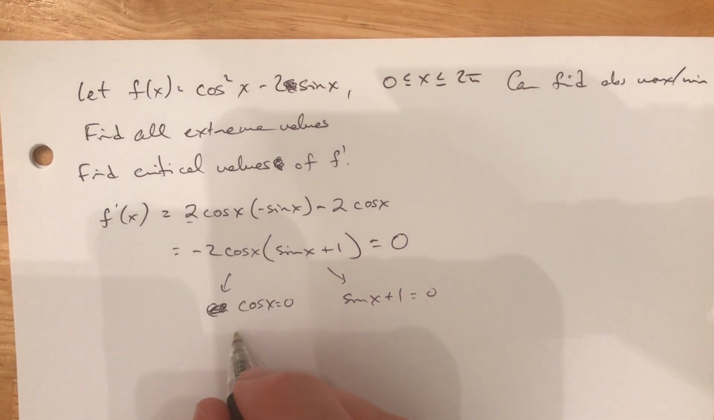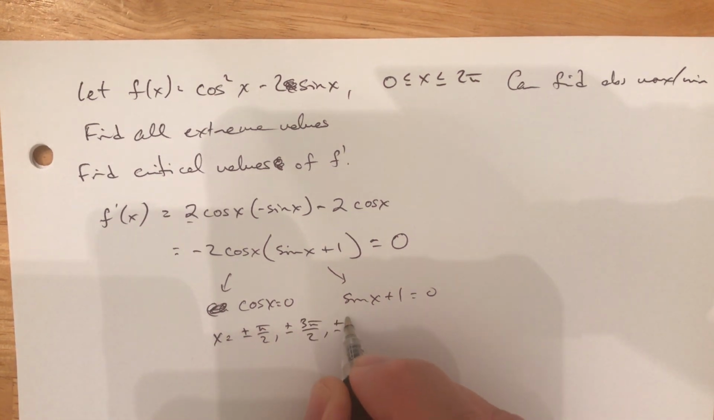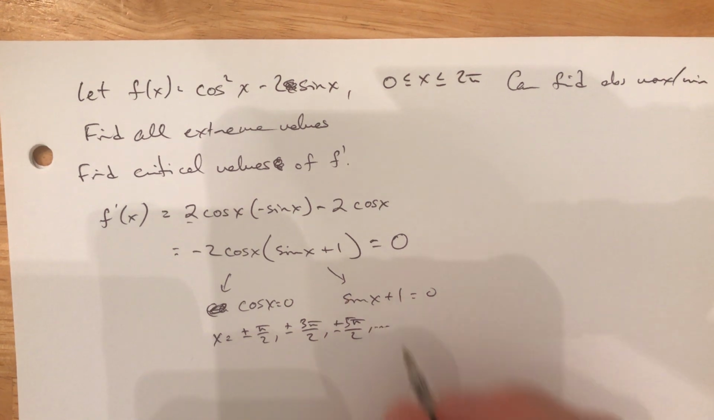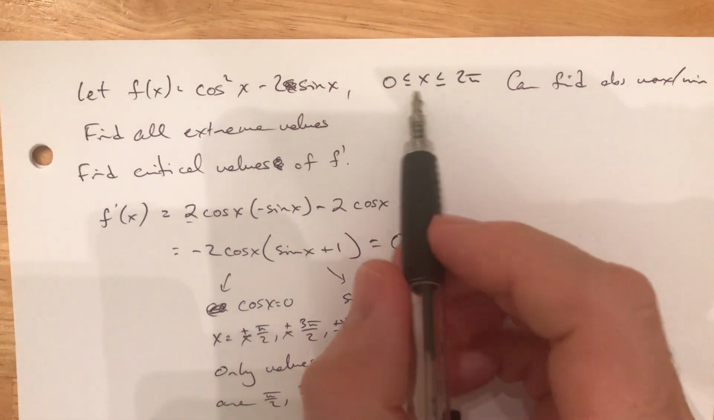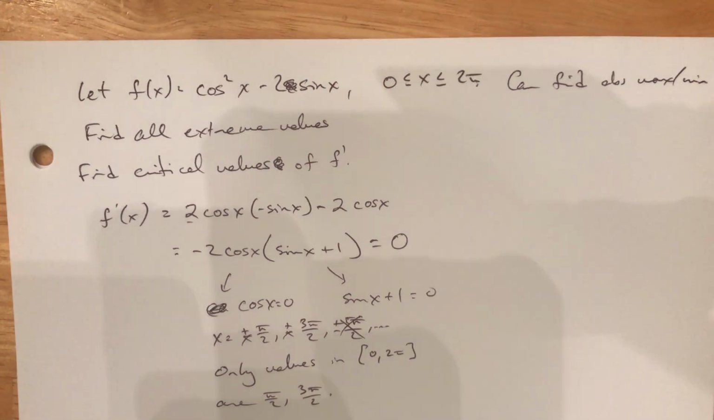Cosine of x is 0 if x is plus or minus pi over 2, plus or minus 3 pi over 2, plus or minus 5 pi over 2, all of those odd multiples of pi over 2. And the only ones in our interval from 0 to 2 pi are pi over 2 and 3 pi over 2. So we can throw away some of these just by virtue of the fact that we have this nice little closed and bounded interval.